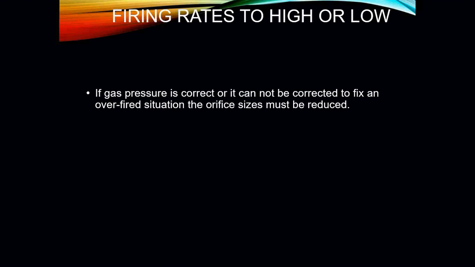If the pressure is correct, or it cannot be corrected to fix an overfiring issue, then we are going to look at the orifices. We are going to make sure that the orifice sizes are correct, and if they are not, we are going to reduce them in size. We can go down the next size, and then take another firing rate calculation to see whether or not we are within the range of what we need it to be.